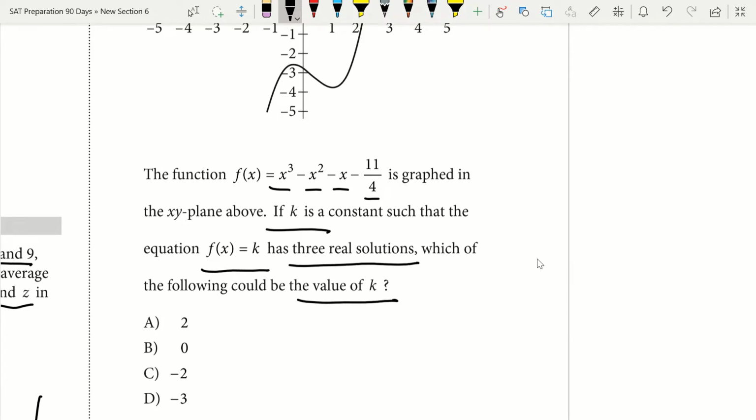All right, 3 real solutions means that we have 3 intercepts of this f of x equals k, which is just going to be some y value, right? Some y value, whatever it may be. It's got 3 real solutions. That means it's got 3 intercepts, okay?